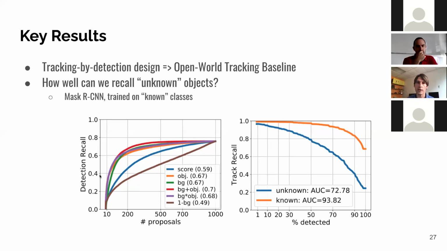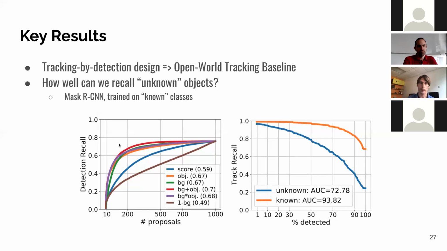And here I'm showing detection recall for unknown objects versus a number of proposals for different scoring methods. And here one conclusion is that commonly used two-stage object detectors such as mask RCNN already generalize quite well to unknown classes. As you can see here, it suggests that they inherently already have like any object detector built in. And we can, as you can see here, also quite reliably rank them, which is very important because we cannot feed 1,000 proposals to our tracker, right?